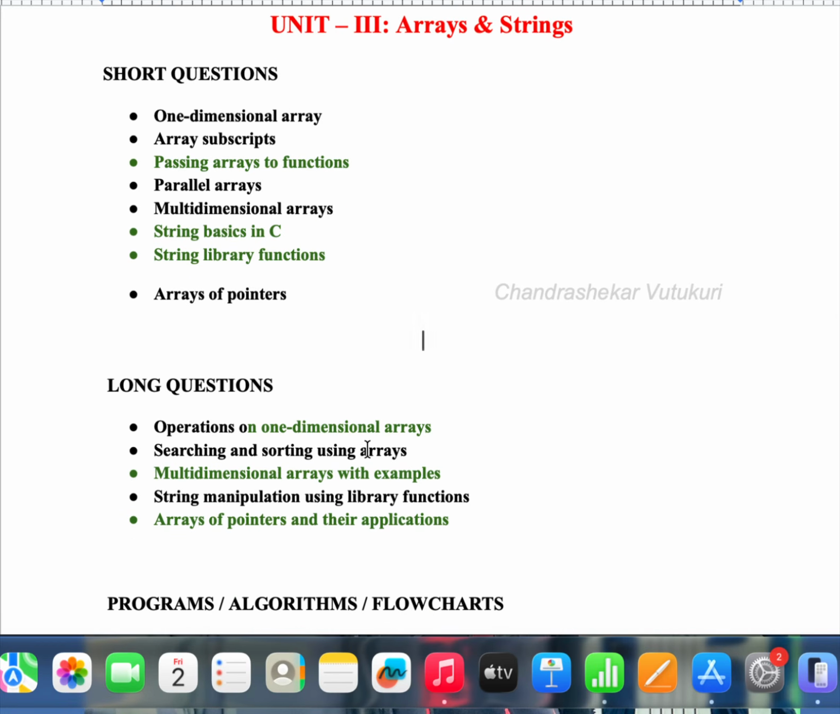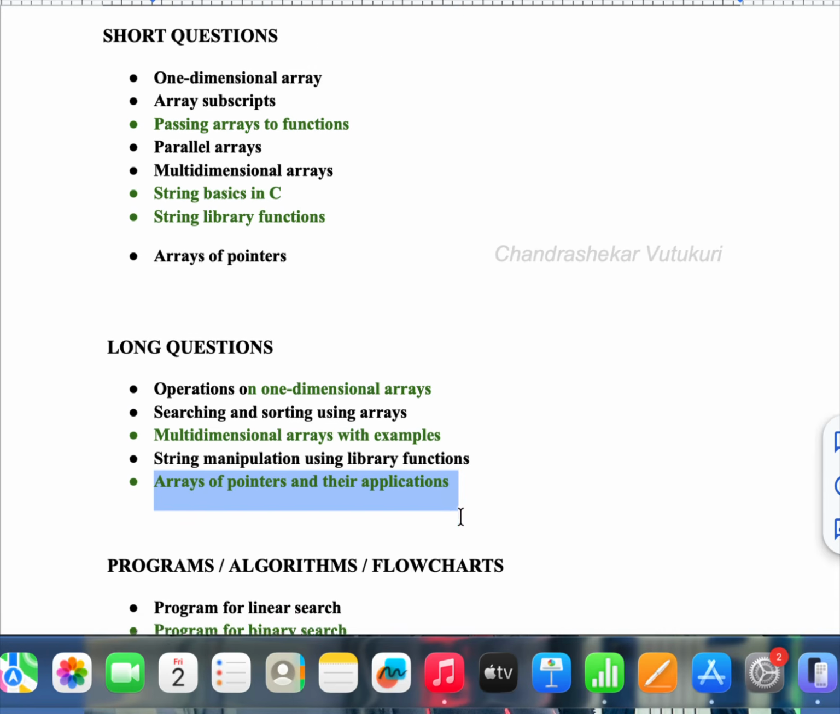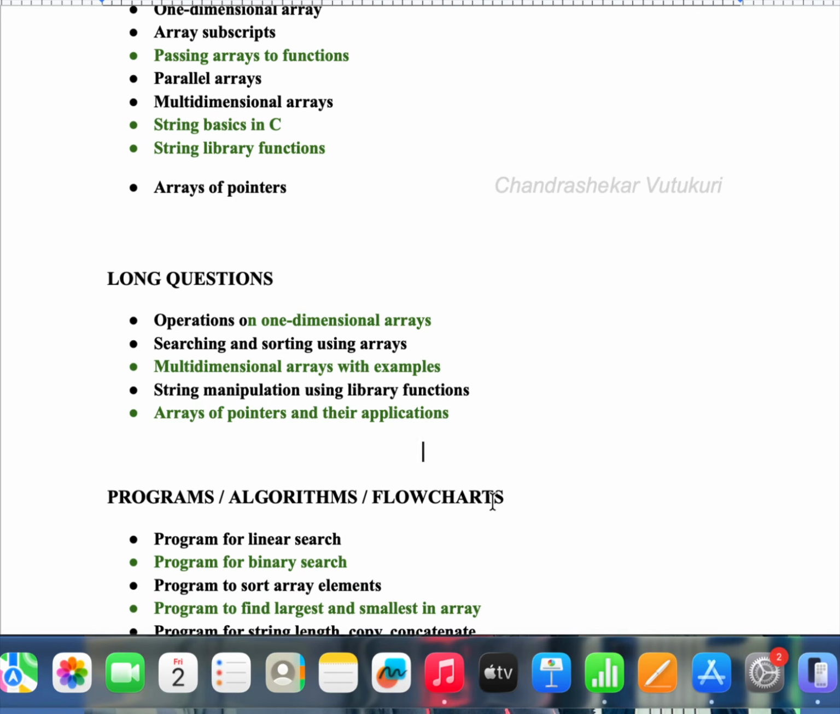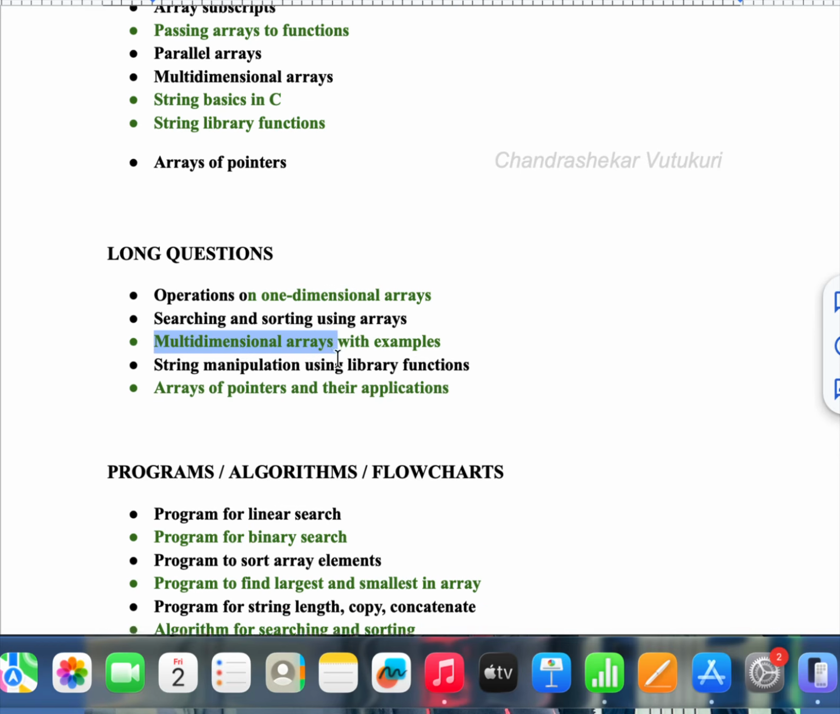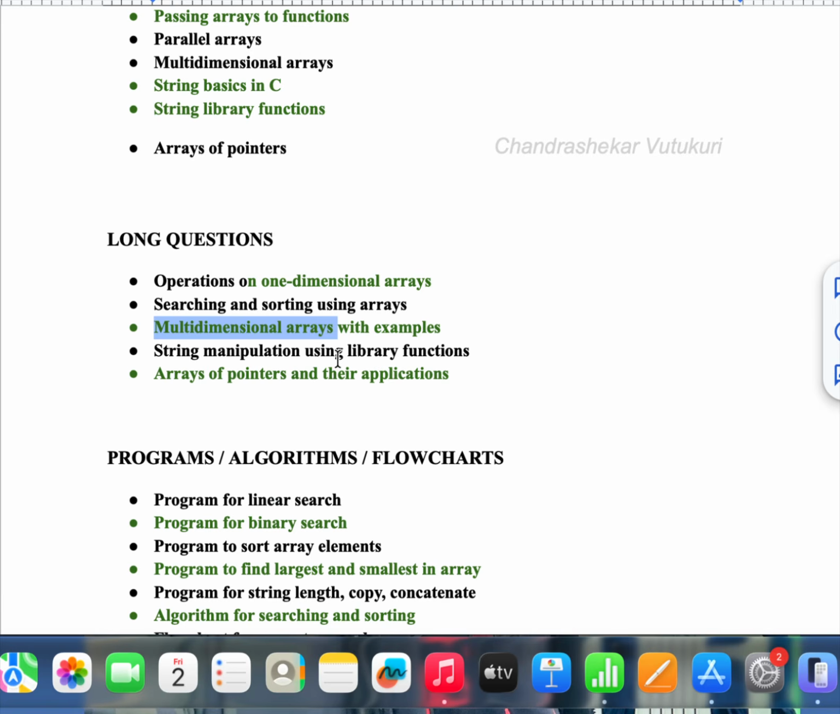And arrays in one dimensional as well as multi-dimensional arrays with an example may be one of the important questions this time. And arrays of pointers, I can give you highlighted 100%, may occur in short or long this time. Dear students, do not forget to prepare the programs, algorithms, flowcharts wherever necessary. If multi-dimensional array is asked for 5 marks, you are not supposed to write in 4-5 lines. You need to write with an example. If there is any program related to it, you are supposed to write the program.